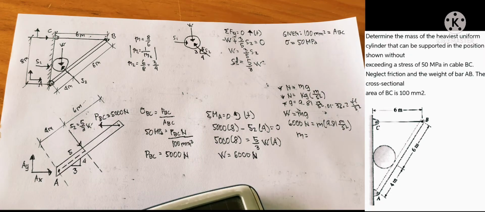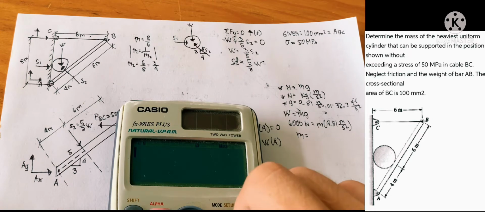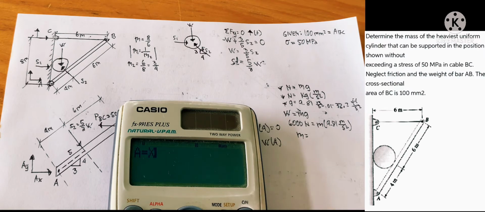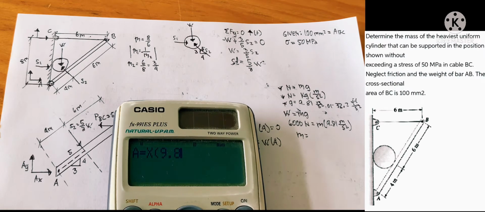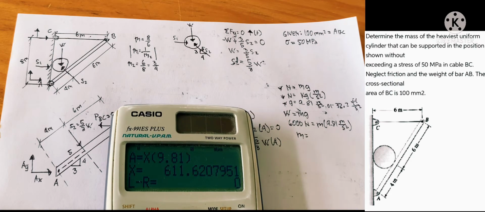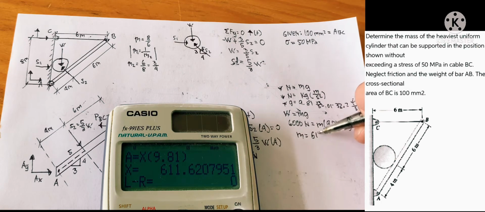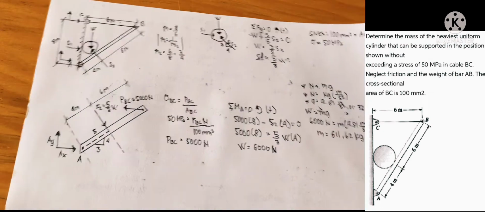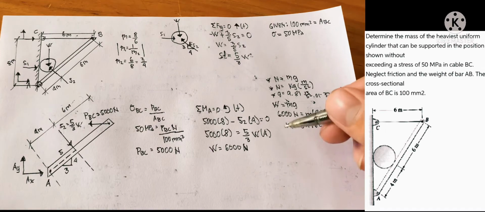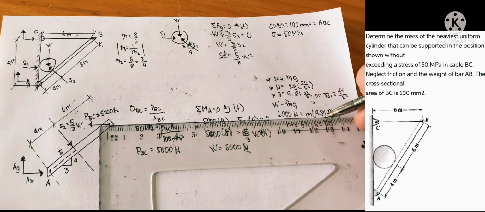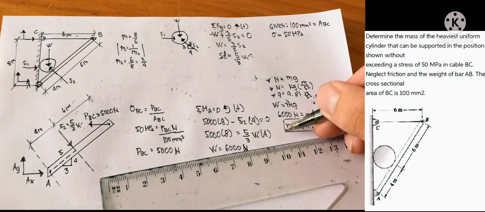Mass is equal to, so we are looking for the mass of the uniform cylinder that the cable BC can withhold with its limitation at 50 megapascals. So our answer is 611.62 kilograms. So that is all. Thank you, and let's move to our next problem.